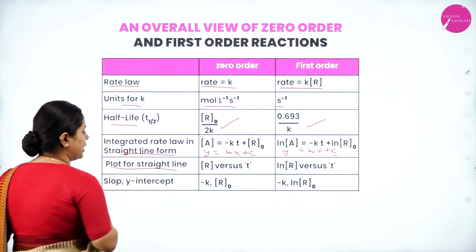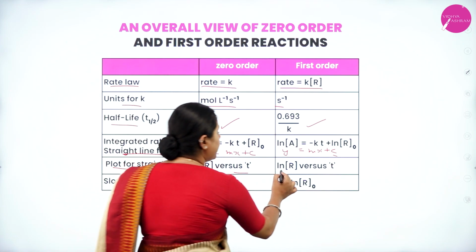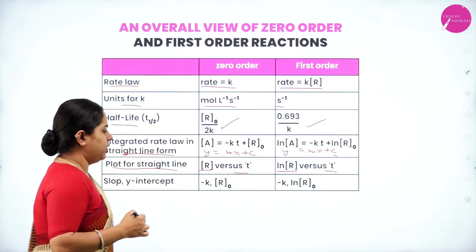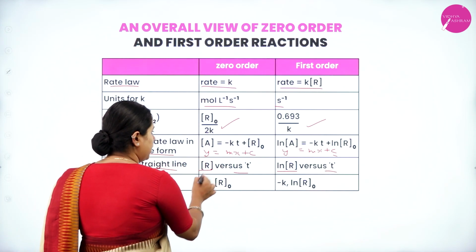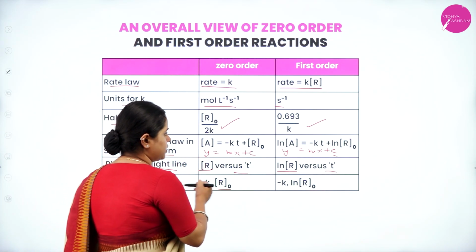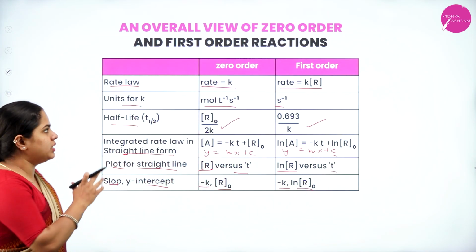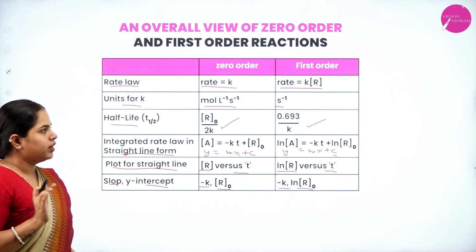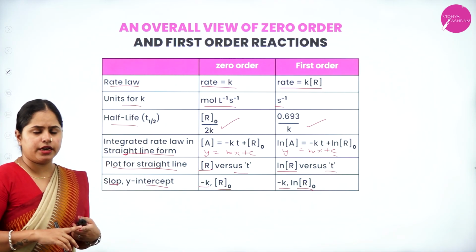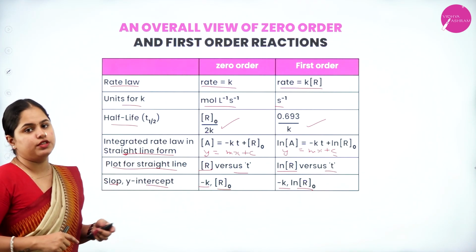Now the plot for a straight line will be R versus T as I just discussed, and here it will be ln R versus time, right? And the slope and the Y intercept: from here itself you can see slope will be minus K and Y intercept is R0. Here slope is again minus K, Y intercept is ln R0. So this information we can gather from the discussions we have done till now. I hope the integrated rate equation, the half-life equation, and the concepts regarding the graph are clear for you.